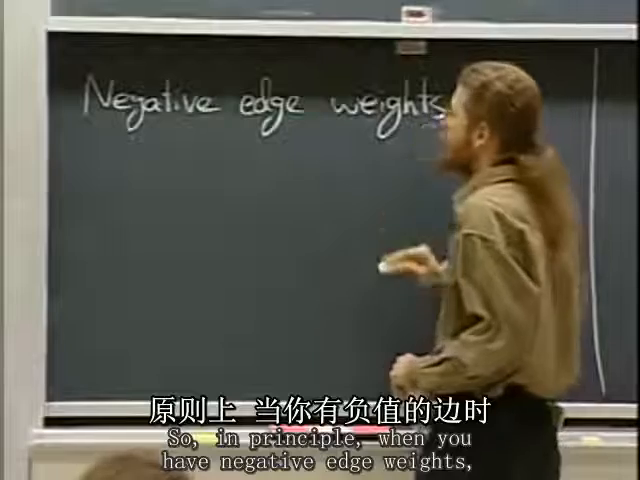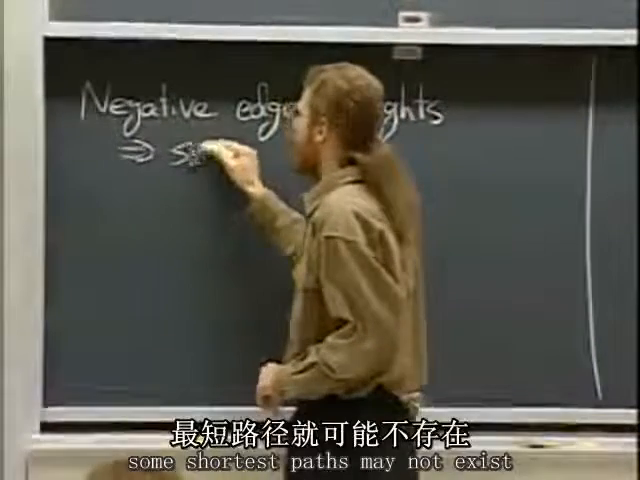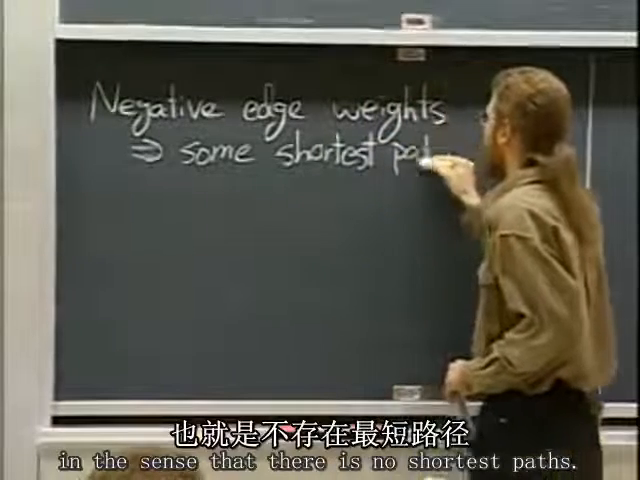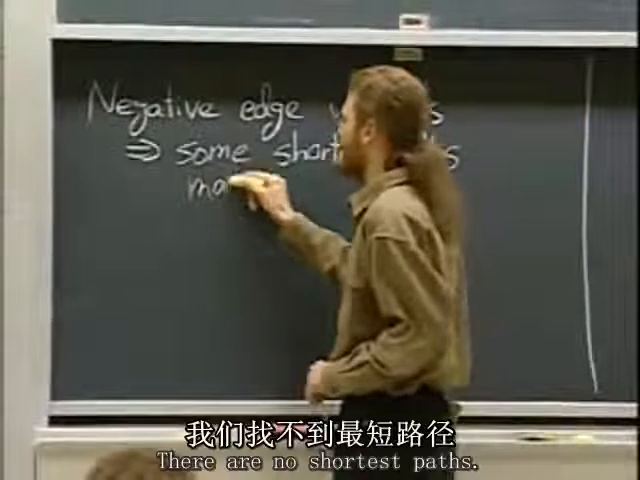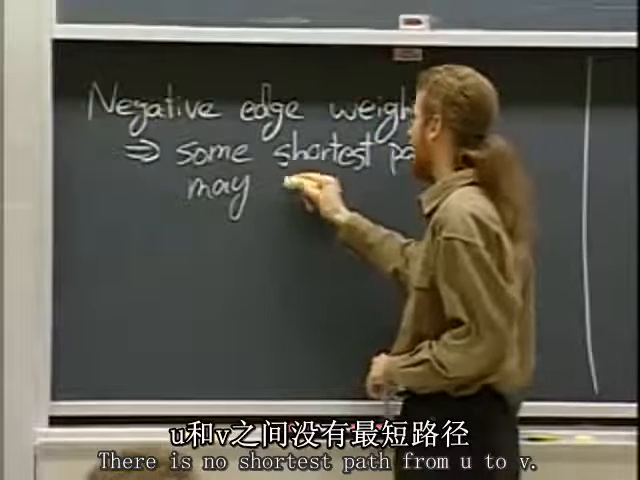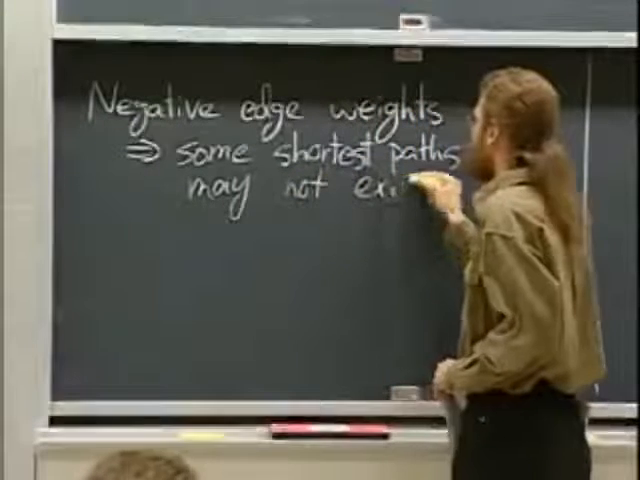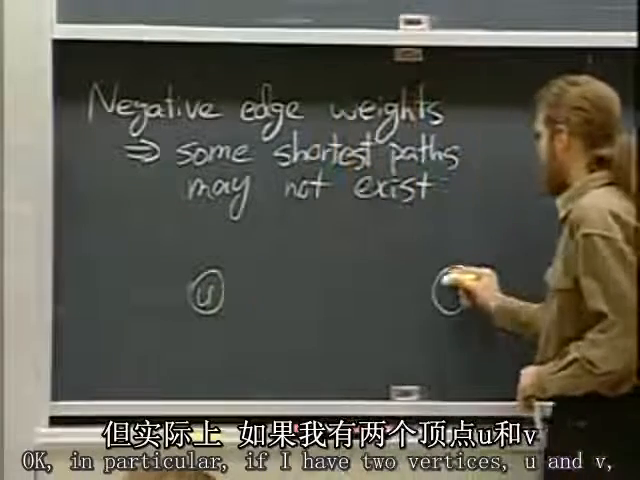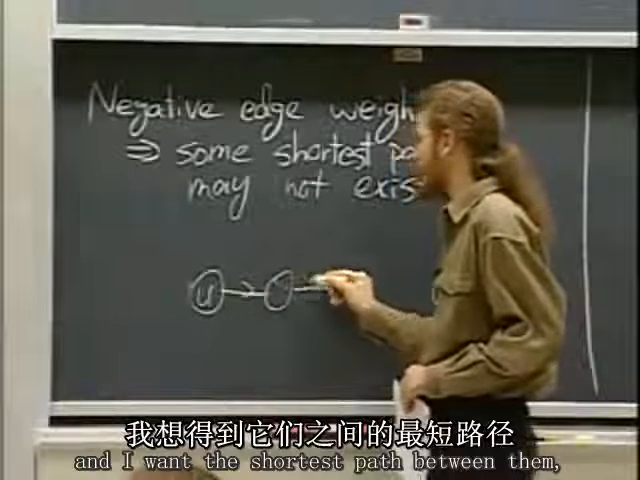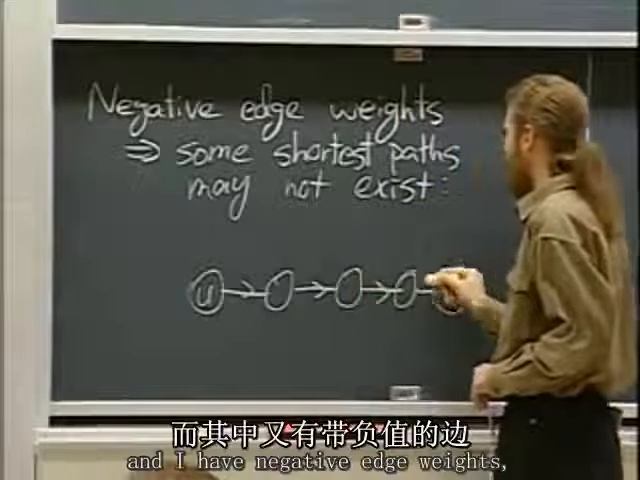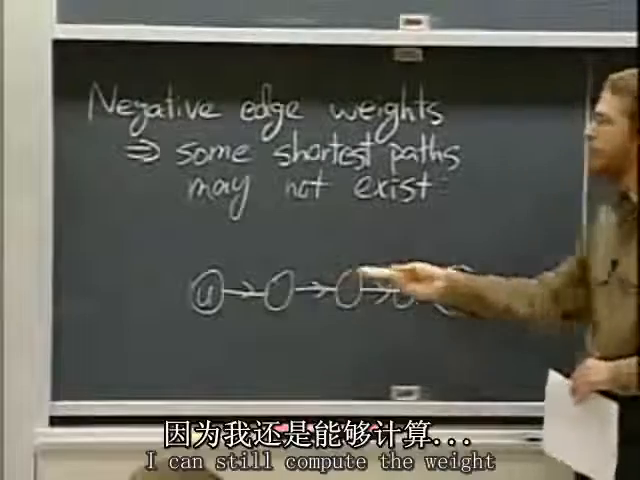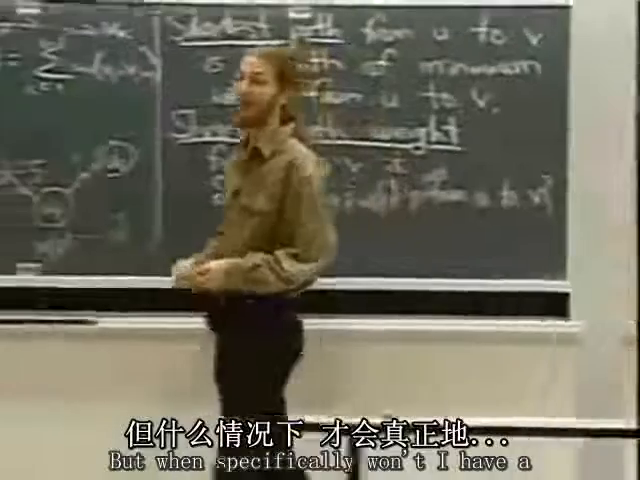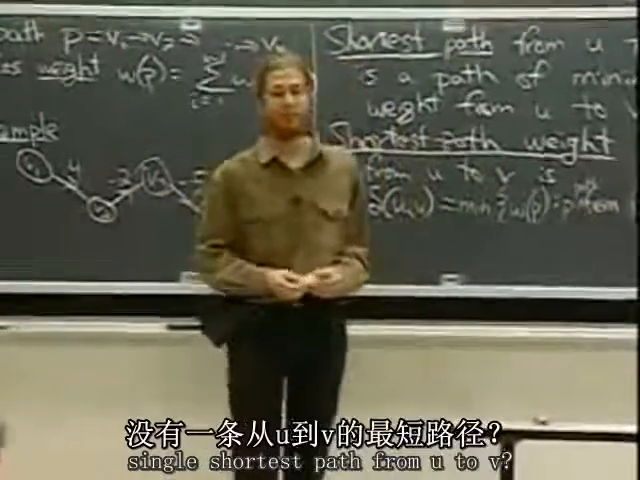So in principle, when you have negative edge weights, some shortest paths may not exist, in the sense that there is no shortest path from U to V. In particular, if I have two vertices U and V, and I want the shortest path between them, and I have negative edge weights, well, this is fine. I can still compute the weight of a path that has negative weights, but when specifically won't I have a single shortest path from U to V?